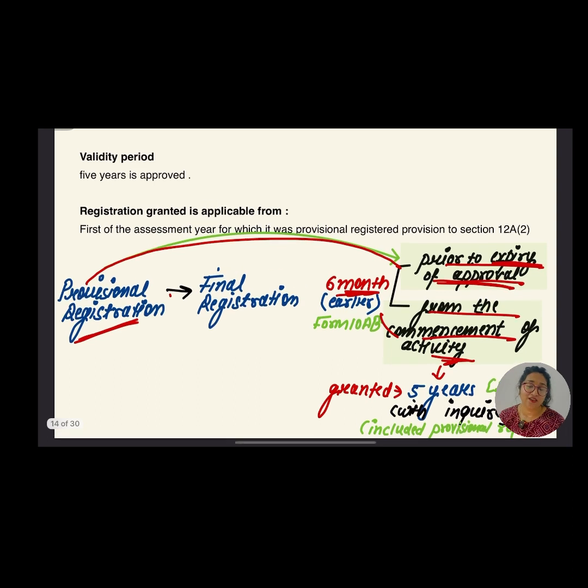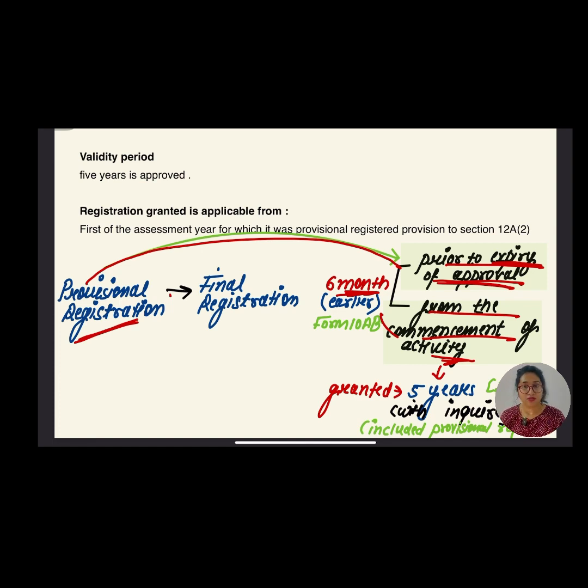Now the registration is granted for how many years? In case of provisional registration, it was 3 years. Remember, for the final registration, it's going to be 5 years. Now the question comes to you guys. You have to tell me, 5 years. We already have granted 3 years for the provisional registration.